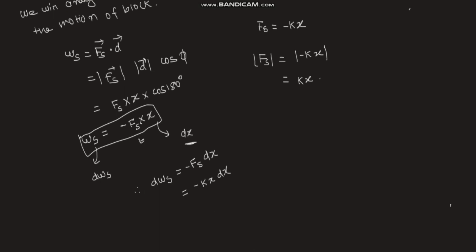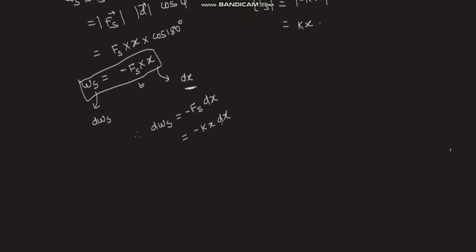Let's delete these things. So it comes out to be dWs. dWs is nothing but the infinitesimally small work done by spring force when the spring moves a distance of dx. Now if we integrate both sides, we will be able to get the total work done.